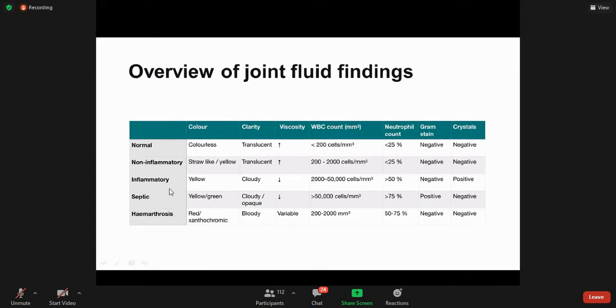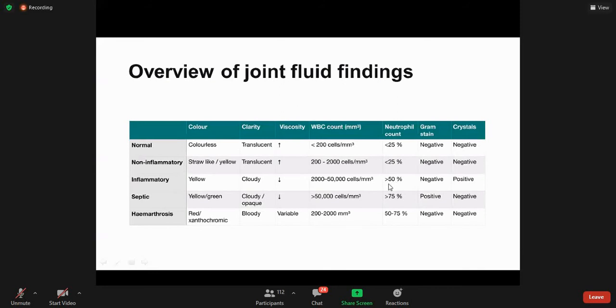disorders of the bones. In case of inflammatory disorders, what would be the appearance of the joint fluid? It would appear yellow. Now both were yellow, but what is the difference? It would be rather more cloudy, not clear. In case of inflammatory joint disorders, viscosity would be decreased. That is the difference. And you can see that the WBC count starts from 2000 to 50,000. This indicates the presence of inflammation.